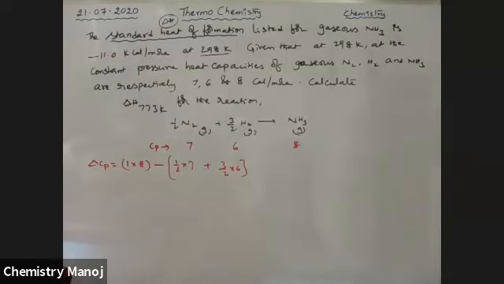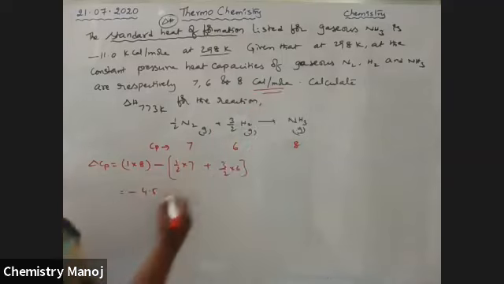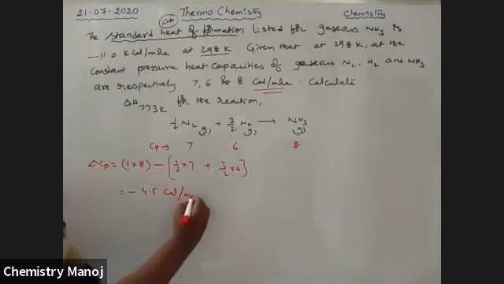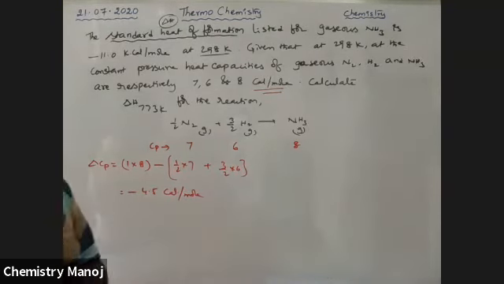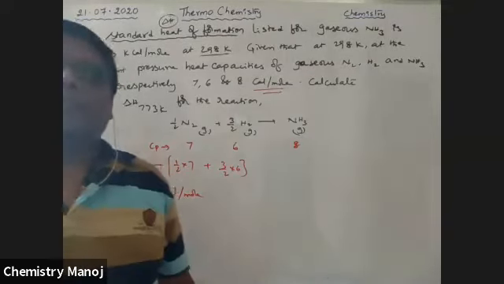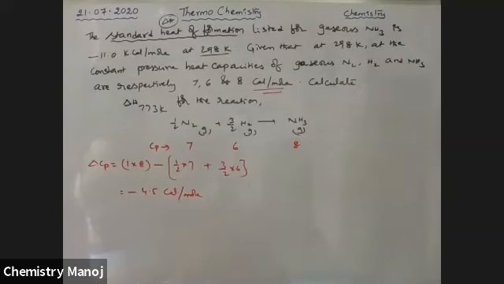And how much is the value finally? It is equal to minus 4.5 calorie per mole. And this is the delta Cp value. Now apply the formula.